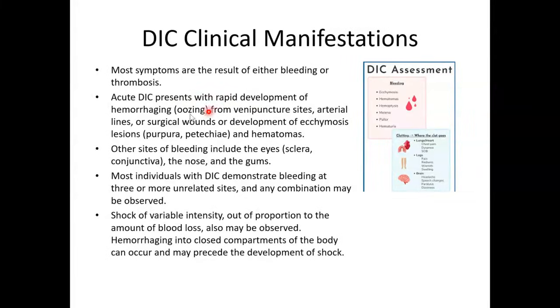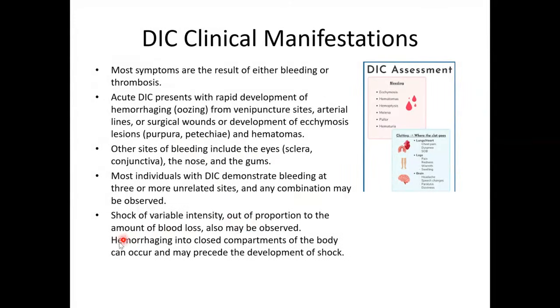Acute DIC presents with rapid development of hemorrhaging or oozing from venipuncture sites. So they've got IVs in and the blood's leaking around them. Arterial lines, same concept. Surgical wounds, development of ecchymosis lesions, purpura, petechiae, and hematomas. So we see these start to develop on them. Other sites of bleeding include the eyes, the nose, and the gums. Most individuals with DIC demonstrate bleeding at 3 or more unrelated sites, and any combination may be observed.